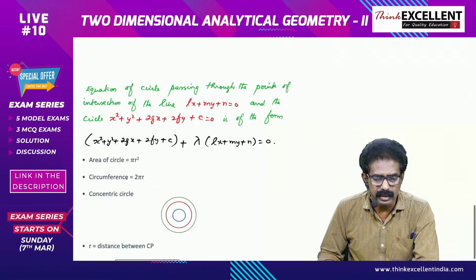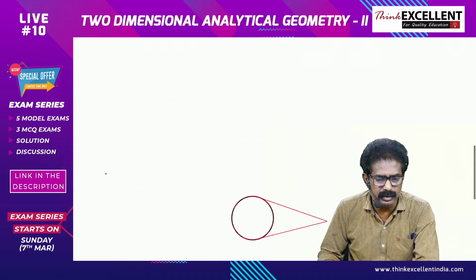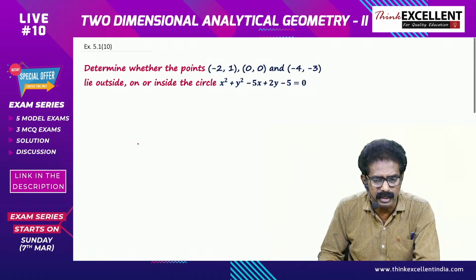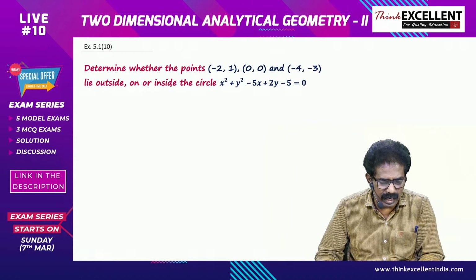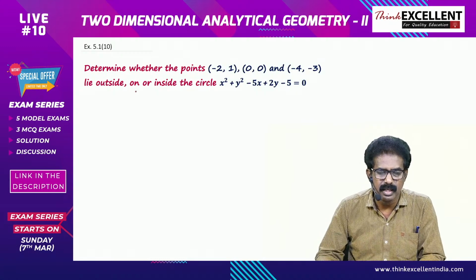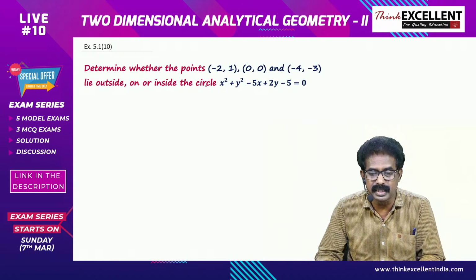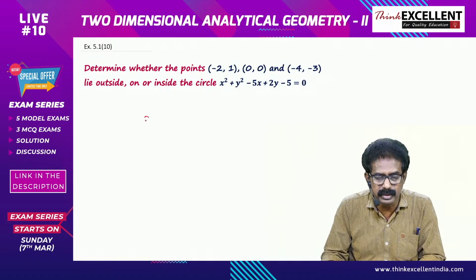Then there is another important result we will get, but before that we'll try to do a sum based on this. Determine whether the points lie inside, outside, or on the circle. The circle's equation is x square plus y square minus 5x plus 2y minus 5 equals 0.